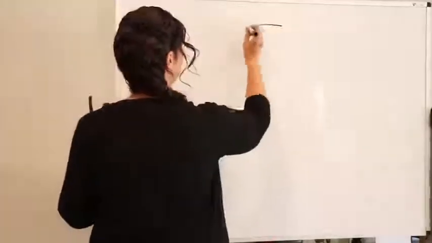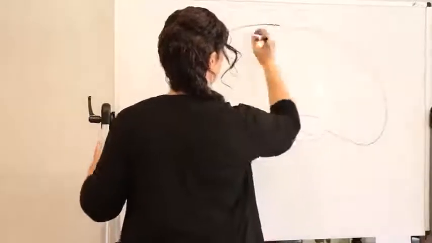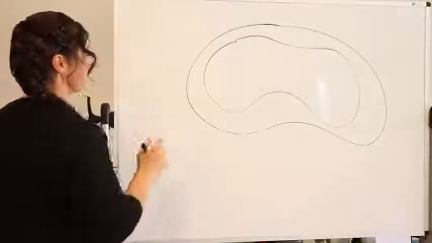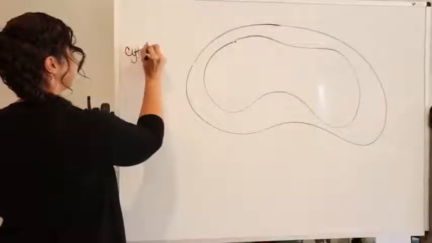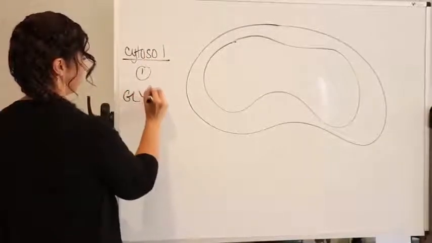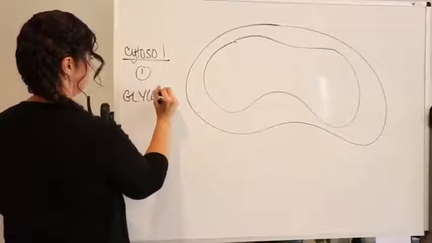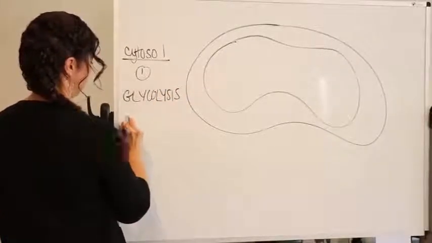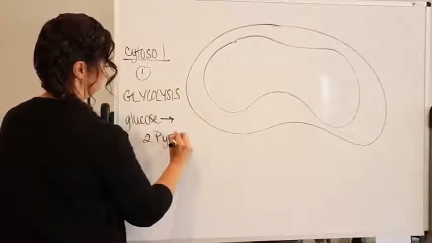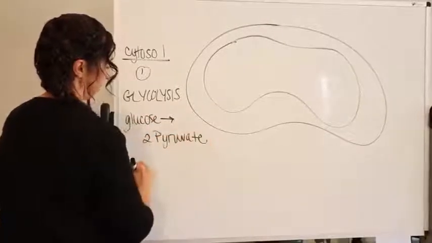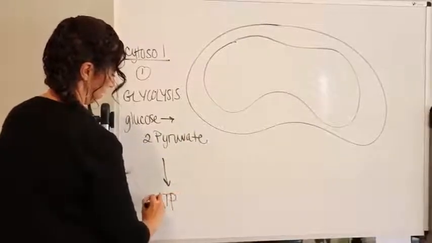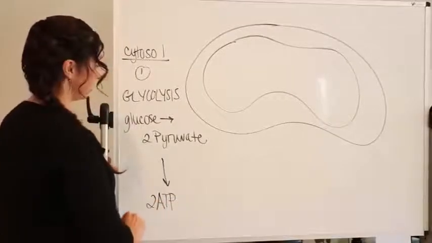So if I've got a mitochondria, and I've got my inner membrane, and I'm on the cytosol, the first step that happens is glycolysis. Remember, that is 1 glucose getting turned into 2 pyruvate molecules. And in the process, you're making a little bit of ATP. You're making 2 ATPs, if you remember correctly.